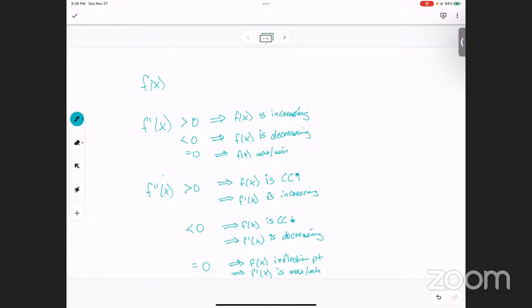So I guess, could you also find the inflection of the original function through f prime of x? Like when f prime of x equals 0, could that be a possible inflection as well? Or is it only a max or min? I think it could be both, my teacher said.